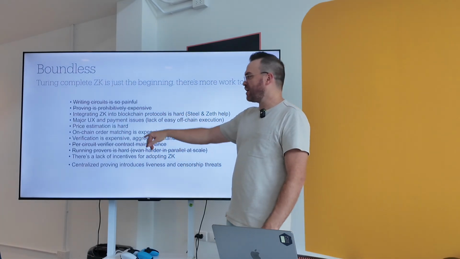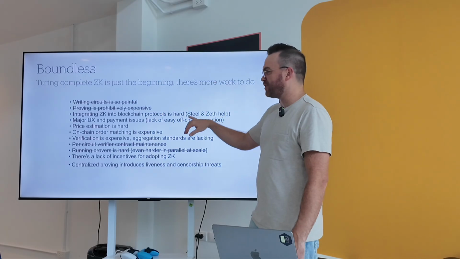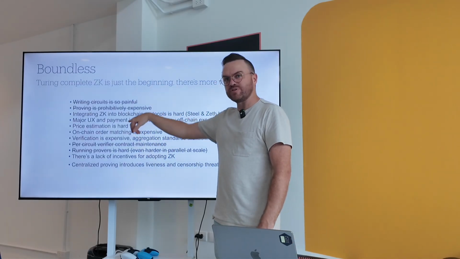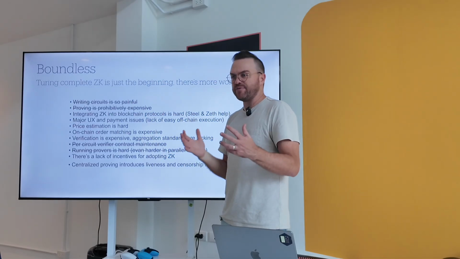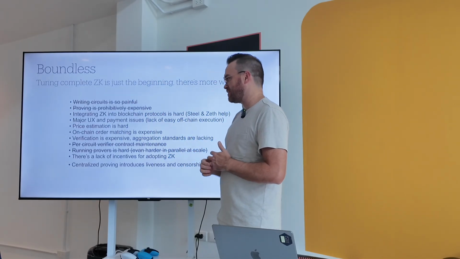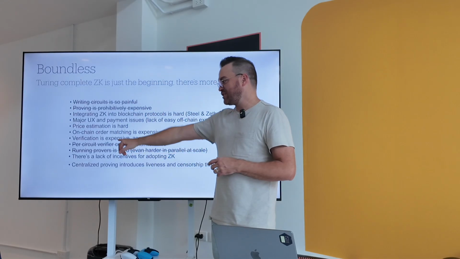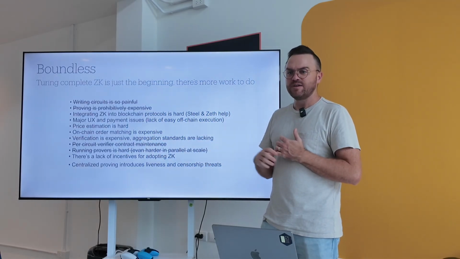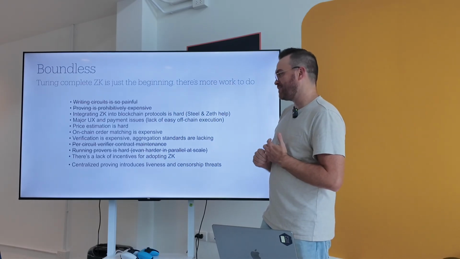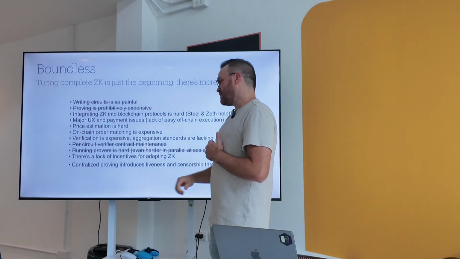But ZK is really hard. How do you integrate it into your blockchain protocol? How do you pay for the proofs? If a user wants to process a transaction that's reliant on a zero-knowledge proof, how do they facilitate the payment for that? It's actually a very difficult problem. Verification is still quite expensive. 300,000 gas to verify a Groth16 proof is about $10 on average, depending on gas prices.